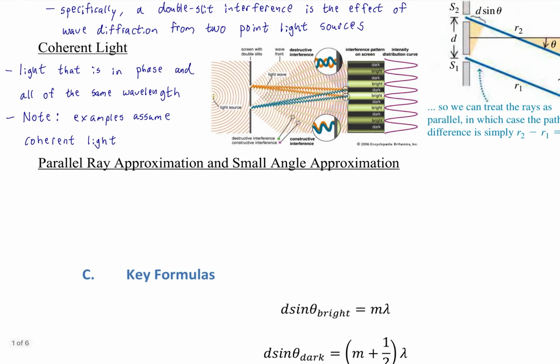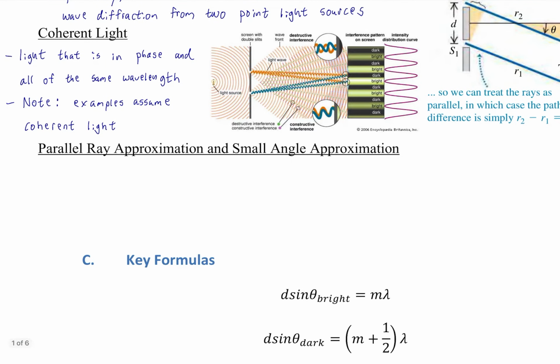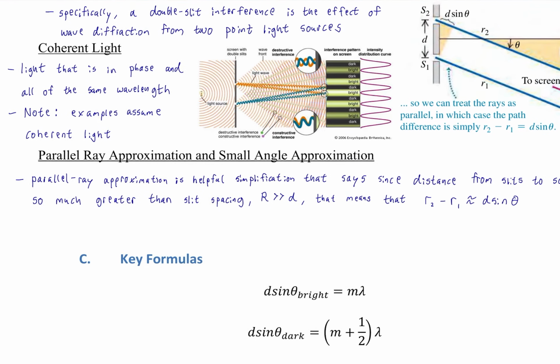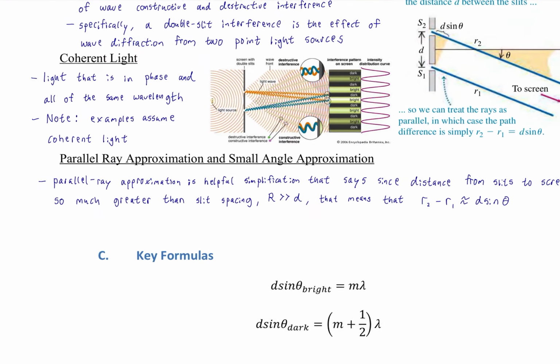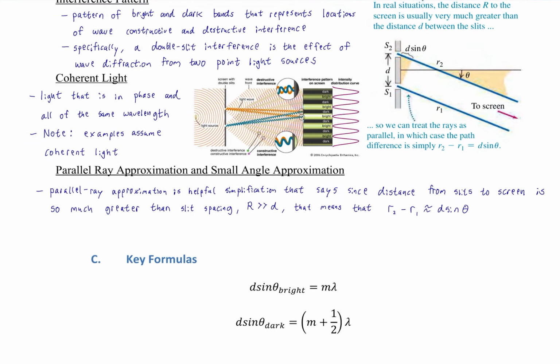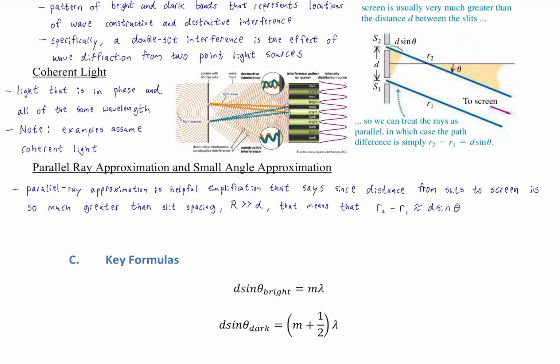Now let's talk about the approximations that are made in this content because they're very much front and center. The first one is the parallel ray approximation. It is a helpful, I'm going to zoom out a bit, a helpful simplification that says, since distance from the slits to screen is so much greater than the slit spacing, in other words, R is much, much greater than D, that means that the path length difference is approximately equal to D sine theta.